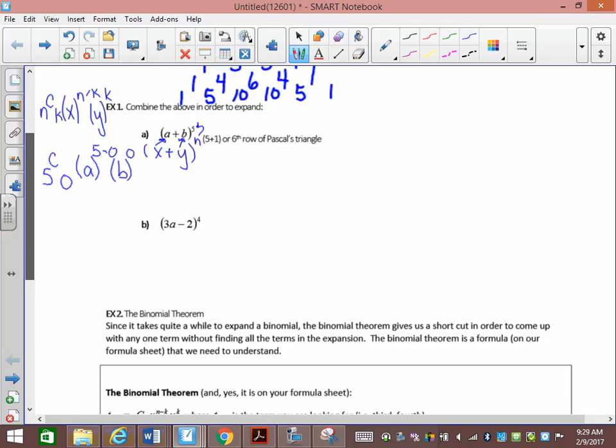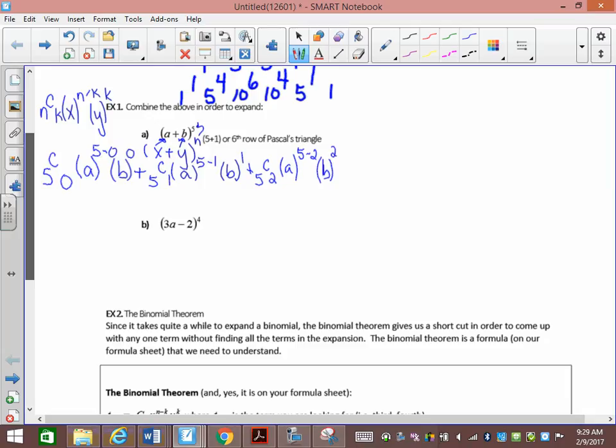Now we do term 2. What's the only thing that changes for term 2? The k's become 1s. Everything else stays the same. So now we're going to go plus, because we have to get term 2: 5C1, a to the 5 minus 1, b to the 1. So the only thing that changes is the k. Term 3, what's going to change? The 1 is a 2. So plus 5C2, a to the 5 minus 2, b to the 2.